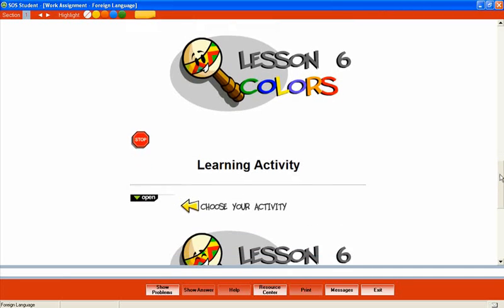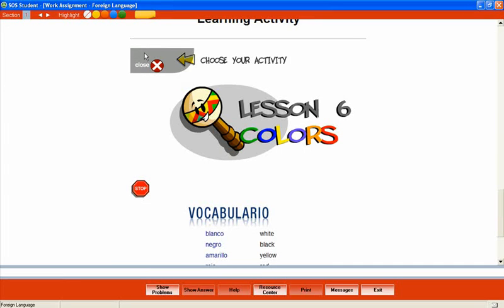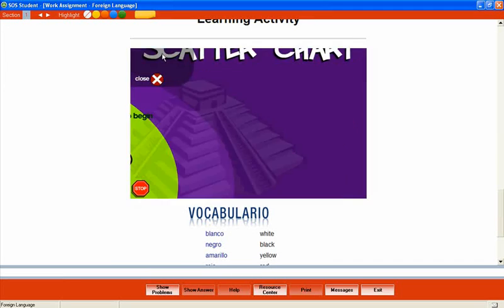In the last learning activity section for this lesson, let's take a look at a scatter chart activity.